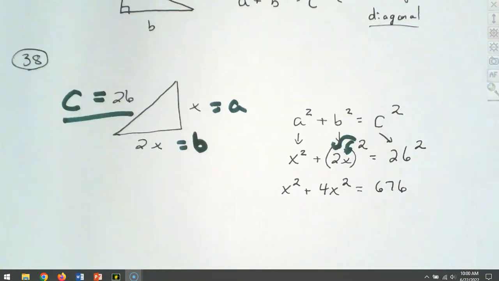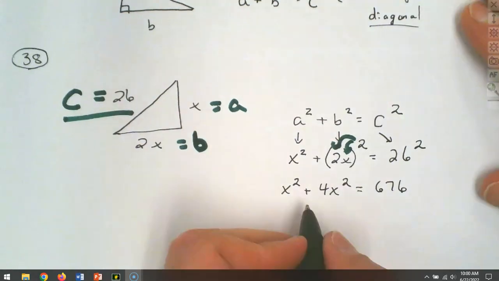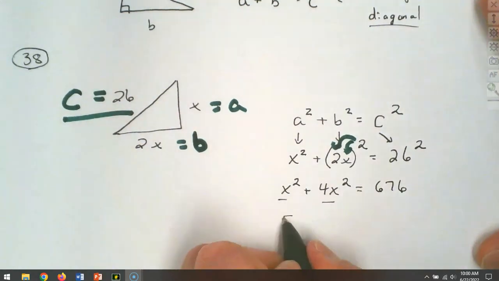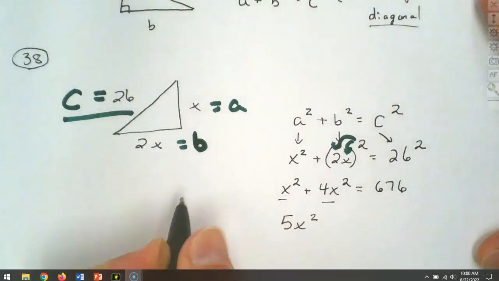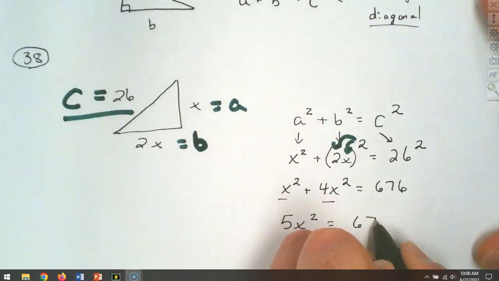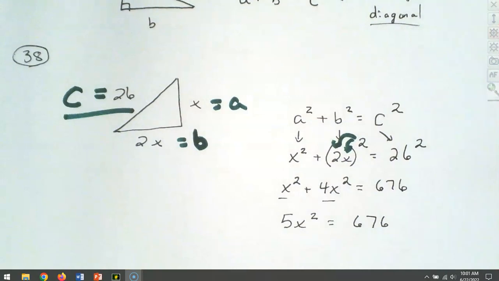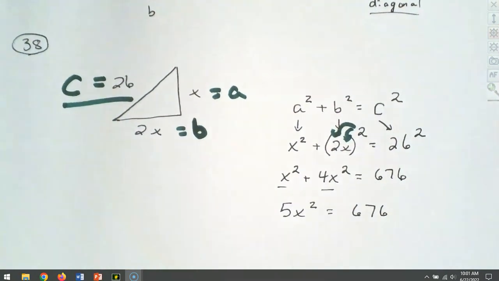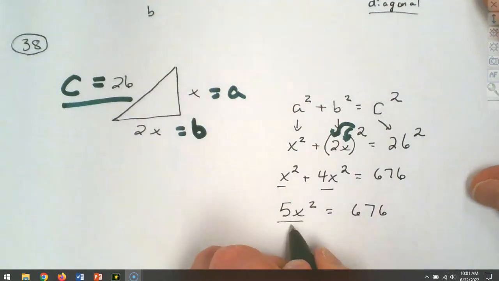And now we're going to apply, in this case, the square root property. And we're going to talk about why we're going to use the square root property in a moment. Now, we're not going to have to set it to 0. Why not? Because all the x's are already on the left. And I could put these together here, and that's going to make it 5x squared equals 676. And I can get that x squared by itself because there's no other x's. And I can do that by dividing by 5.